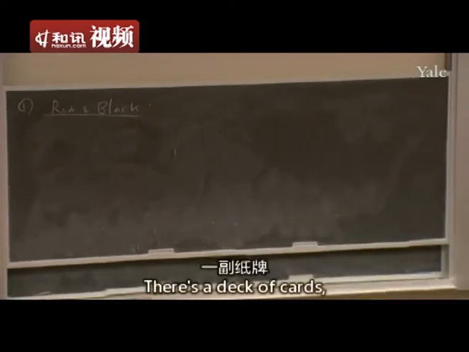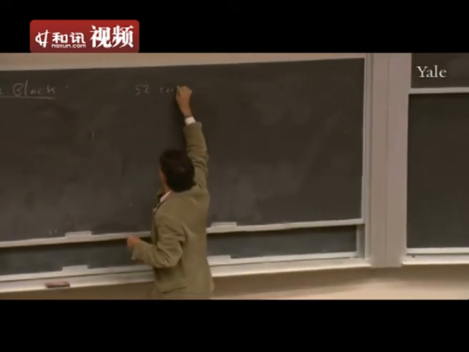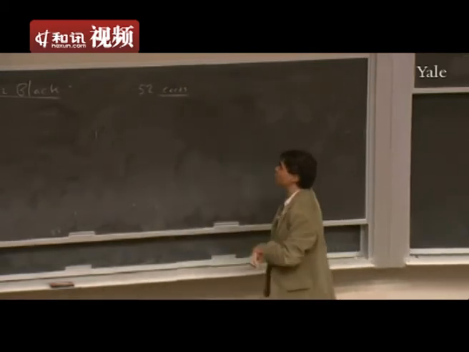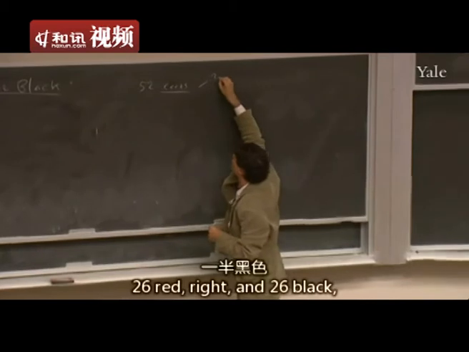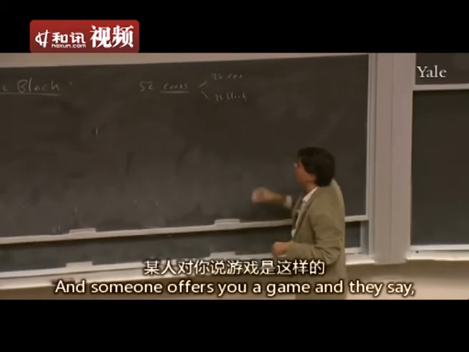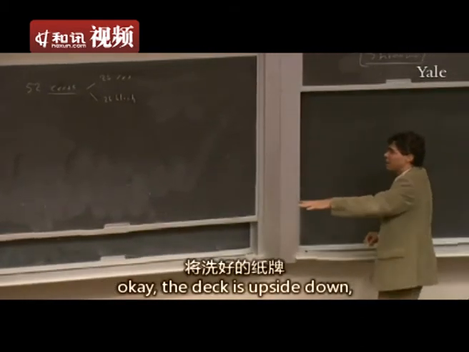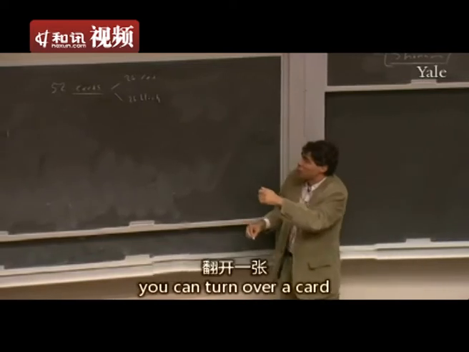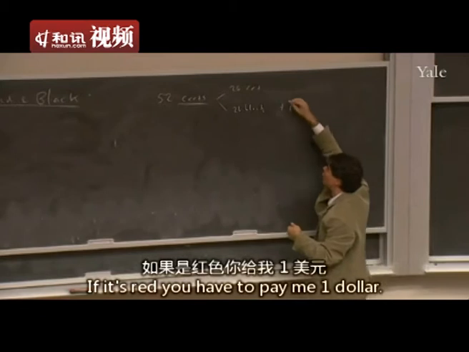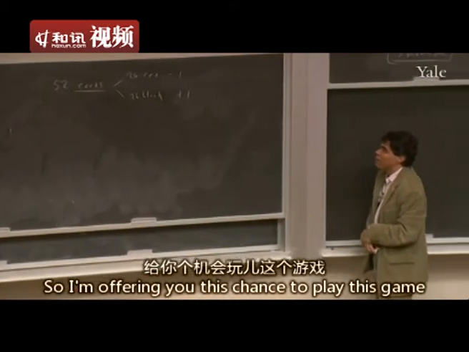There's a deck of 52 cards. Half of them are red, 26 red and 26 black, which is all I care about with the cards. And someone offers you a game, and they say, okay, the deck's upside down, it's been shuffled. You can turn over a card, and if it's black, I'll pay you $1. If it's red, you have to pay me $1.